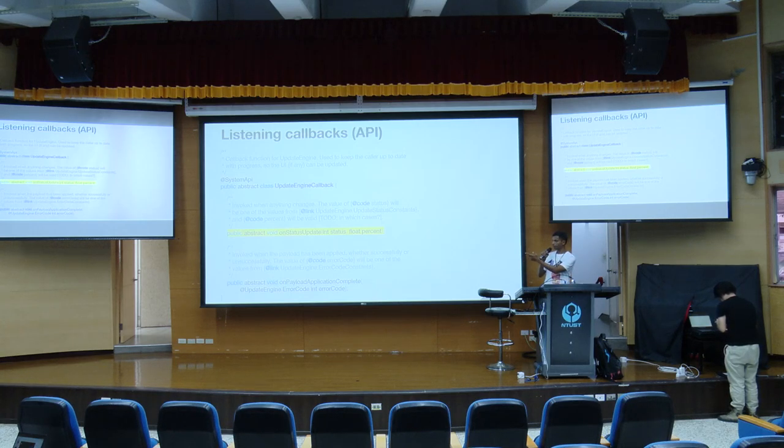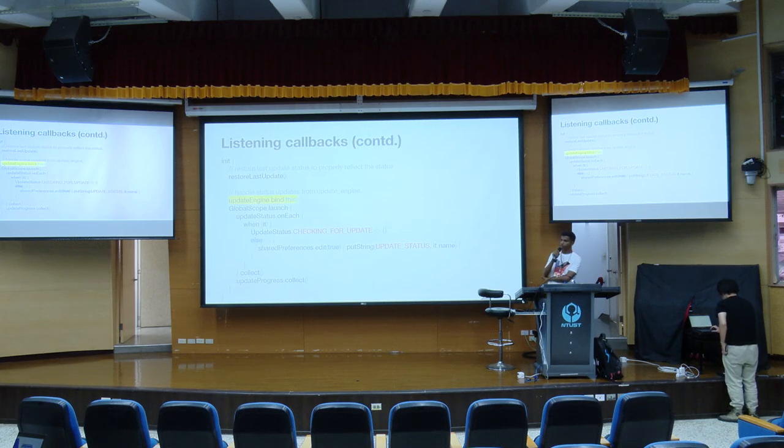Status would be downloading, and it will send like 1%, 2%, 3%. So you can basically use that to simply show in the UI how much update has been downloaded. If it's being installed, simply show a progress bar. That's all. It's very simple and easy.